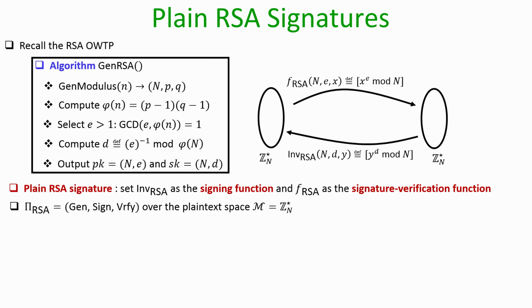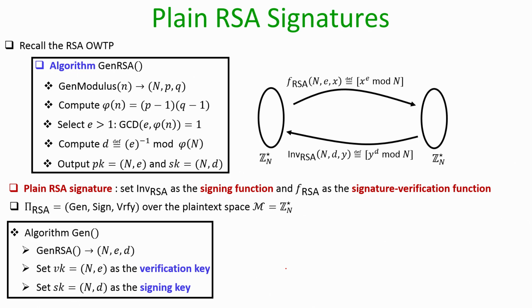Now, the plain RSA signature which we can obtain from this RSA one way trapdoor permutation is obtained by treating this inverse function as the signing function. That means, any entity who possesses n comma d can use the inverse function to compute the signature, and using the forward direction function f as the verification function. More specifically, the plain RSA signature over the message space Zn star is obtained as follows.